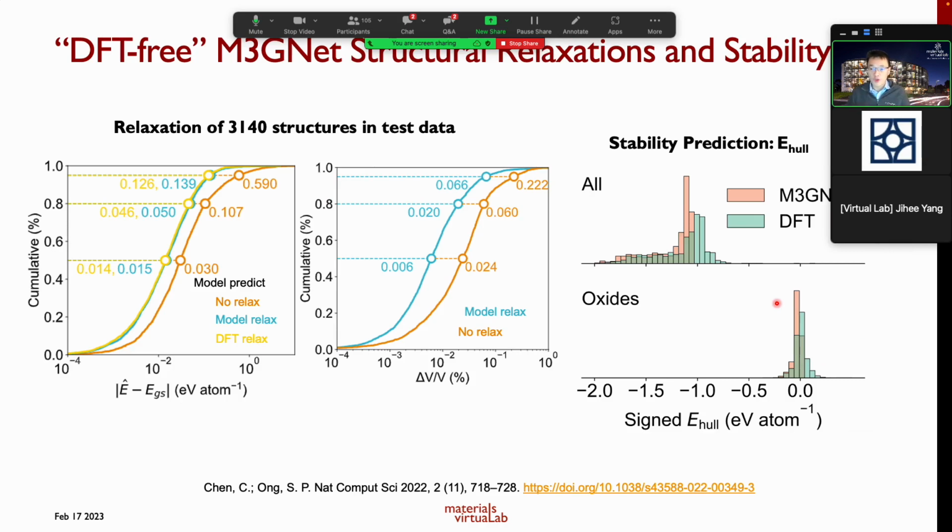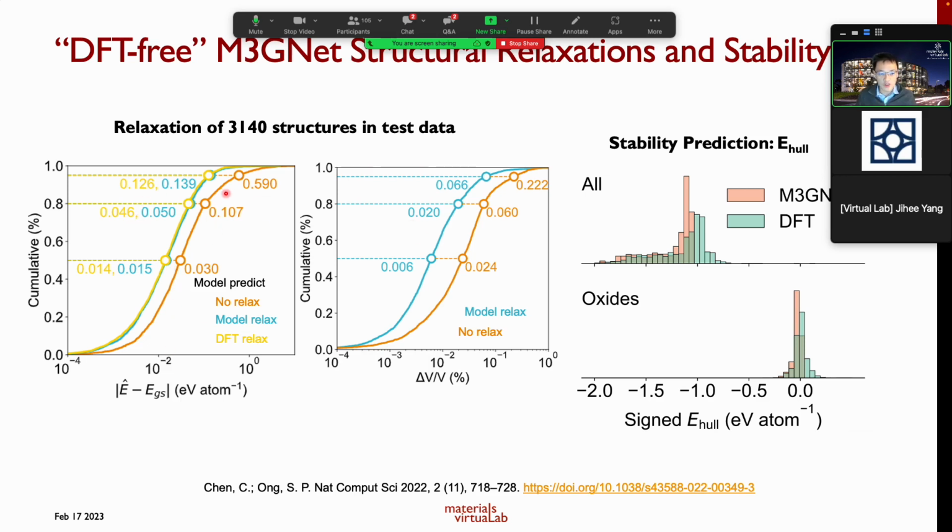With a universal potential, we can now begin to replace that step that we were struggling with, right? So we can now do structural relaxations, right? Using a test set of about 3,000 structures, we did structural relaxations on them and compared them with the DFT relaxed structures. And what we found essentially is that we can get volumes which are within just a few percent of what you actually get with DFT, okay? So in terms of relaxing the crystal structure, we are doing extremely well, right?